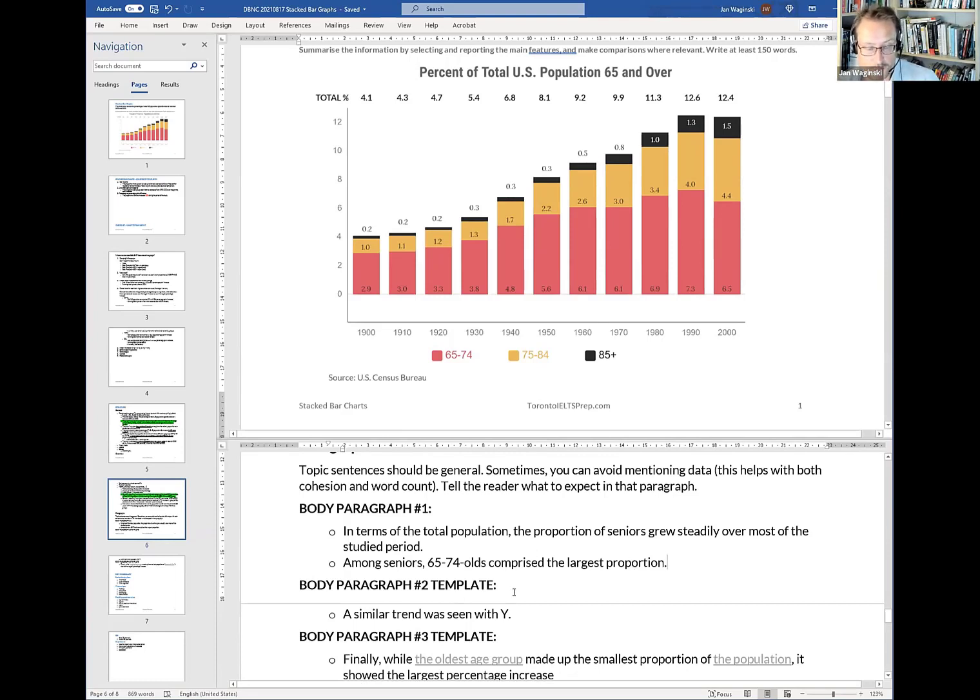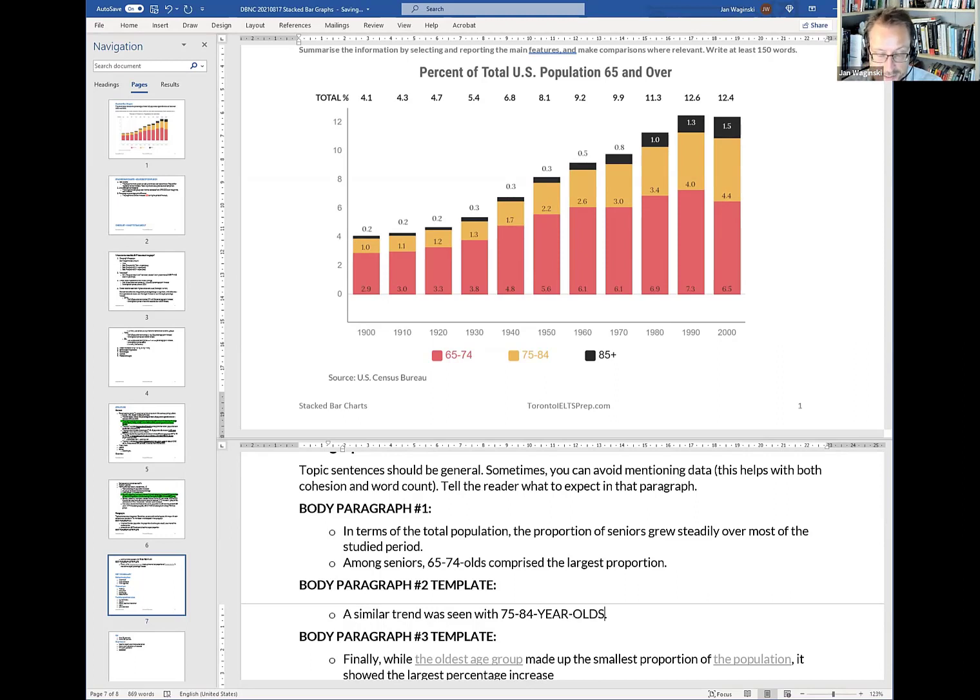Body paragraph 2, you can use this kind of intro sentence. A similar trend was seen with the next group. So let's say with 75 to 84-year-olds, and notice how I'm writing it down with the hyphens. Okay, and then you give the supporting data for 75 to 84-year-olds.